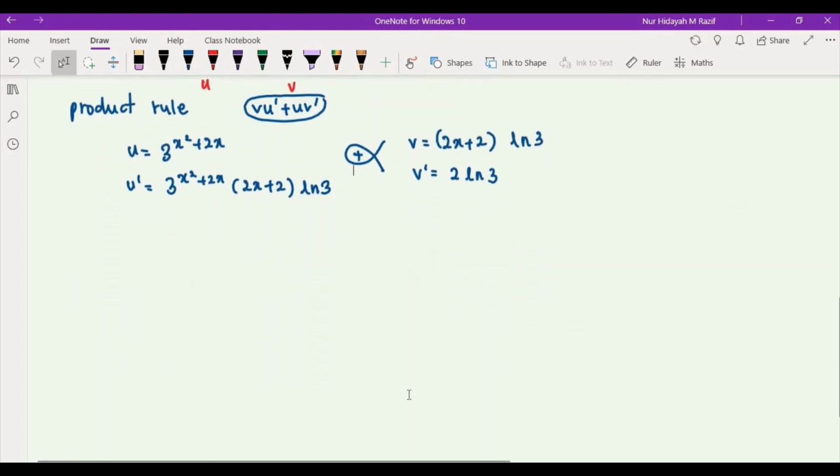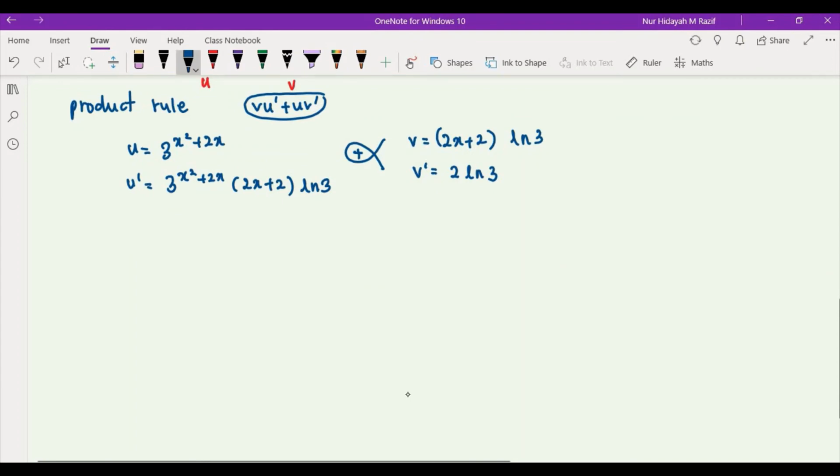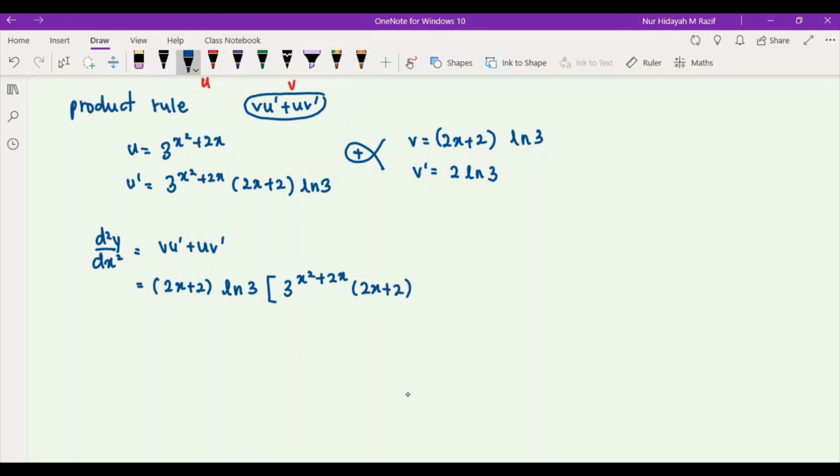So, from there we can just immediately put in v, u prime, u and v prime into our second derivative formula, iaitu d2y by dx2 is equal to vu prime plus uv prime. And hence, my term will be 2x plus 2 times ln 3, multiplied by 3 power of x square plus 2x times 2x plus 2 ln 3. And then saya akan tambahkan semua itu dengan 3 power of x square plus 2x multiplied by 2 ln 3.